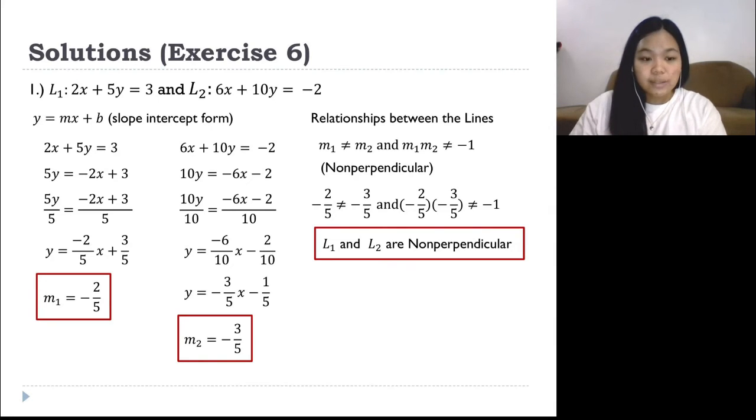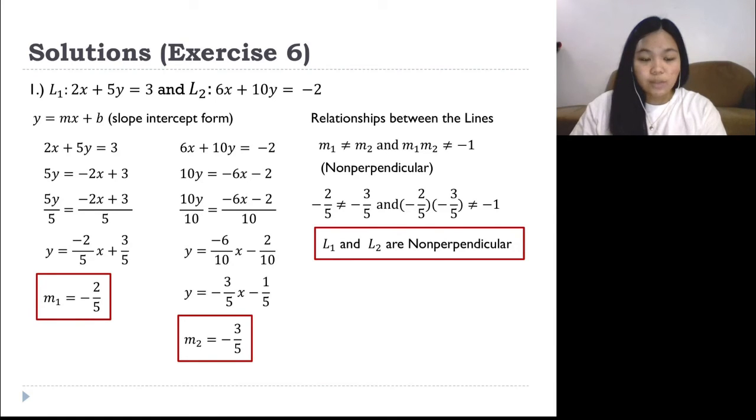So we have here our first equation. In order to transform this into its slope-intercept form, we have to transpose 2x to the other side of the equal sign, giving us 5y equals negative 2x plus 3. Next, to cancel out 5 and 5y, let us divide both sides by 5, giving us y equals negative 2 over 5x plus 3 over 5. Notice that our equation is now in the form y equals mx plus b. With that, we can now determine its slope, which is negative 2 over 5.